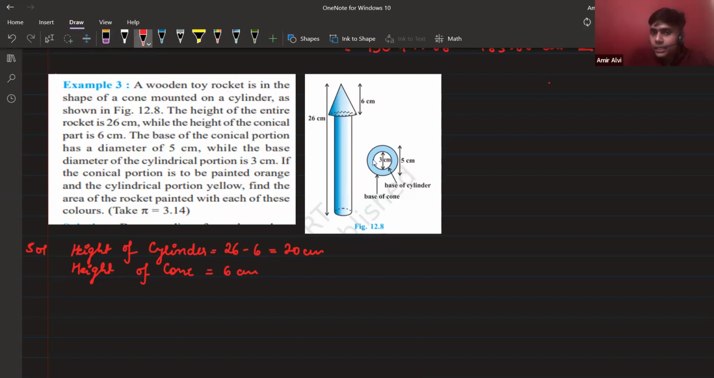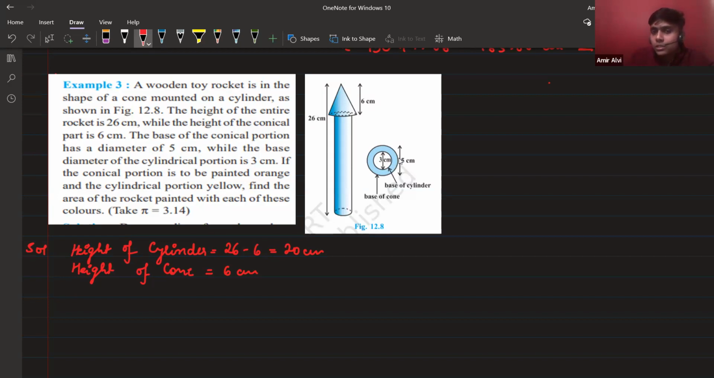Yes, sir. Okay, basically, this smaller part is the base of the cylinder, because you can see this in this figure. Basically, the base of the cone is bigger than the cylinder. Is it clear in this figure? Yes, sir. Very good.